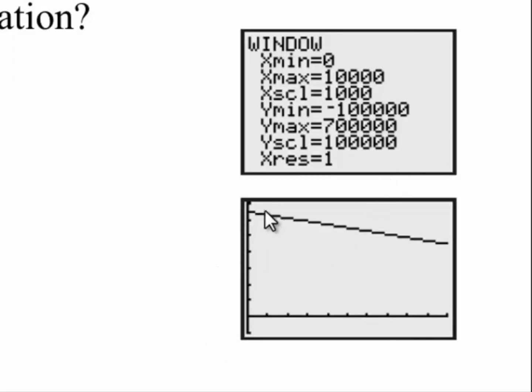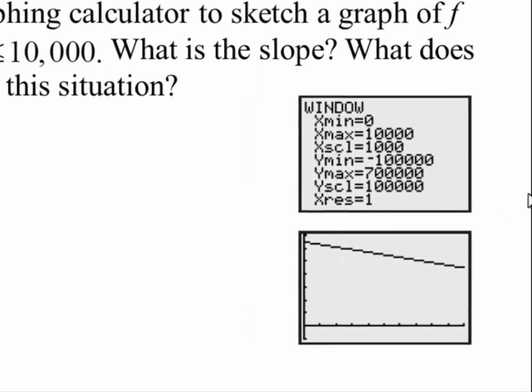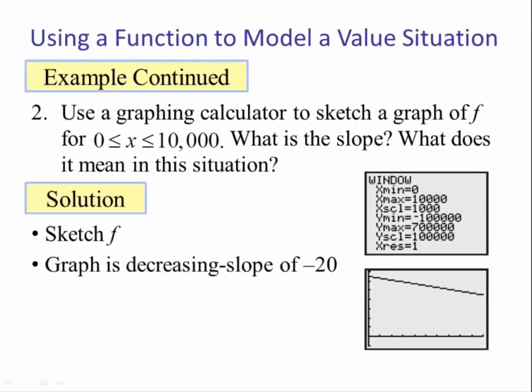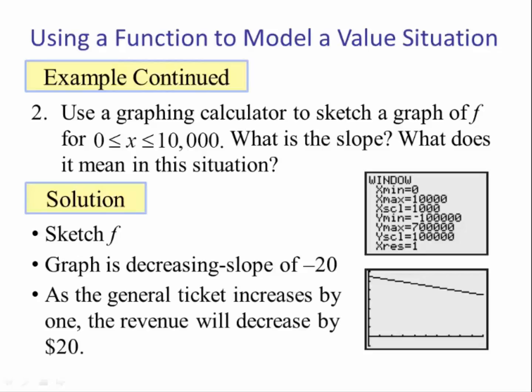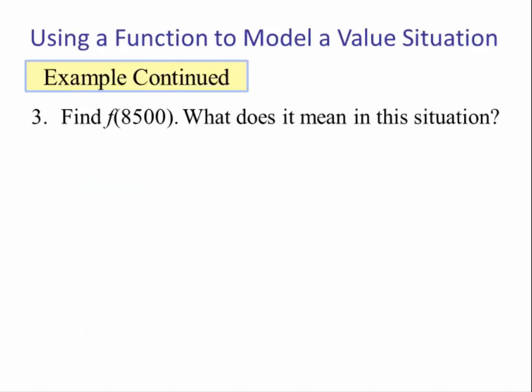As we see from the graph, this is a negative slope. And from the equation we know that the slope is negative 20. What does that mean in terms of this problem? That means as the general tickets increase by 1, the revenue will decrease by $20. Number 3, find f of 8,500. What does it mean in this situation?